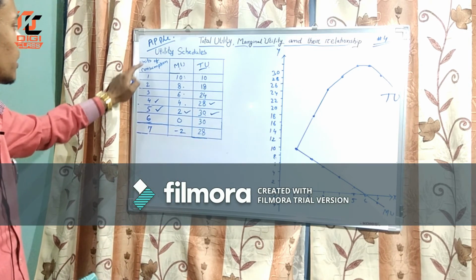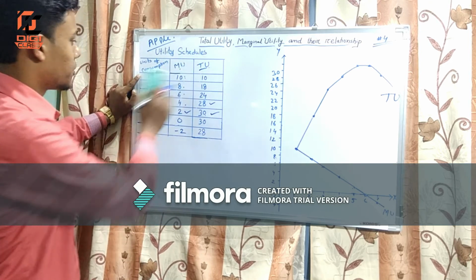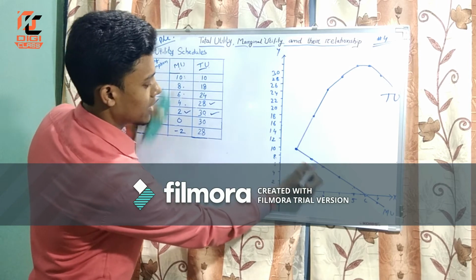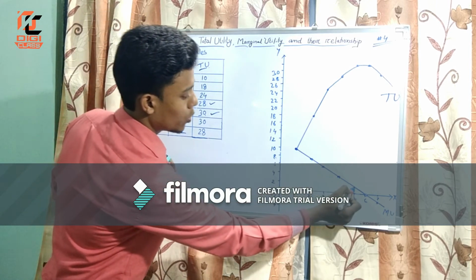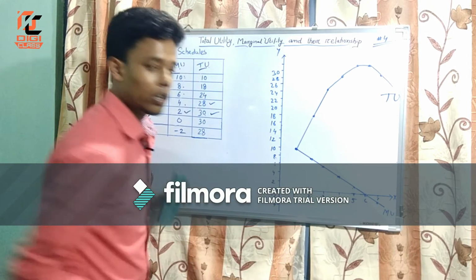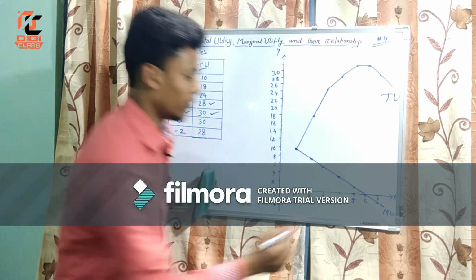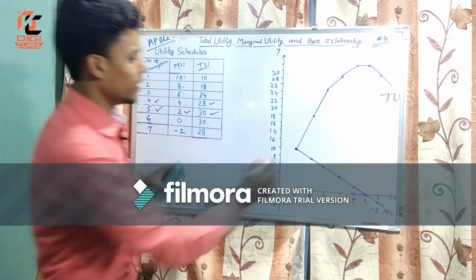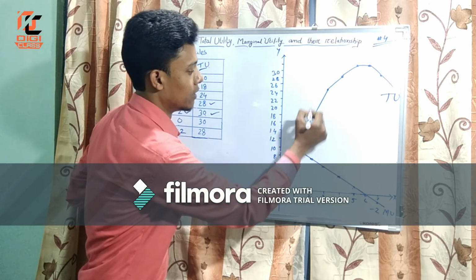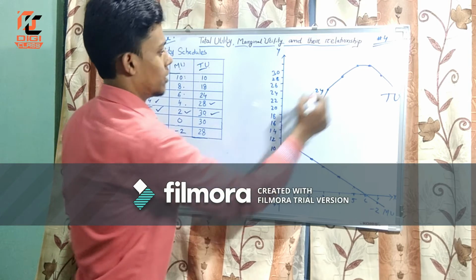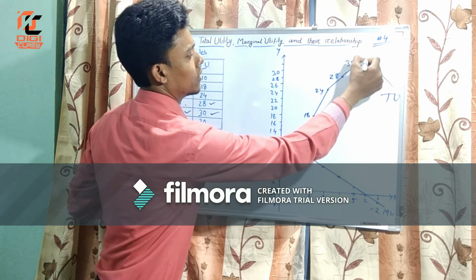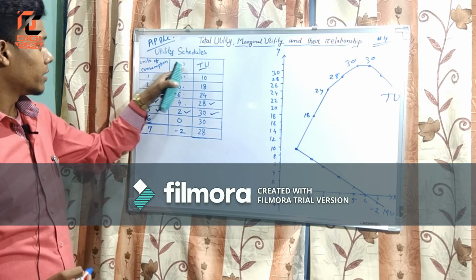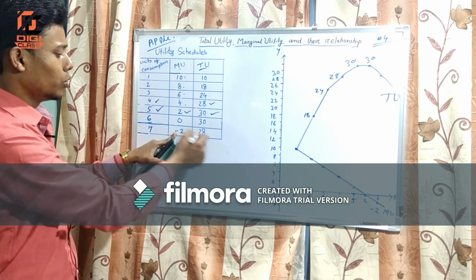Here the first unit of consumption, the marginal utility is 10. Then second 8, 6, 4, 2, 0 and minus 2. Marginal utility can be negative. Here it is minus 2. And total utility is 10, 18, 24, 28, 30, 30. Then it becomes 28 because marginal utility gets negative. So 30 minus 2, 28.